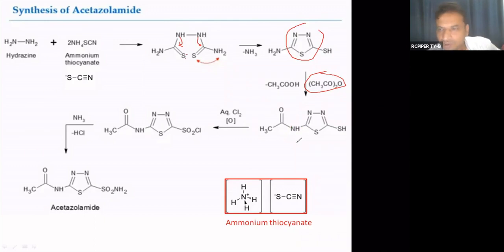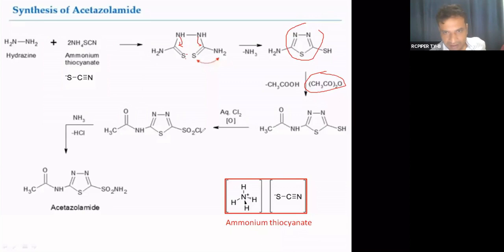NHCOCH3. Now we want a sulfamoyl group here, sulfamoyl, that is SO2NH2. Keep in mind, it is not SH. So this sulfur needs to be oxidized. We want to add oxygen, so that is carried out in presence of aqueous Cl2, chlorine. Okay, chlorine oxidation process is carried out. So sulfur gets oxidized. Sulfur loses hydrogen, it acquires two oxygens, so SO2, and as you are carrying it out in presence of Cl2, one Cl will also get attached to the sulfur. So an SO2Cl group gets formed there.